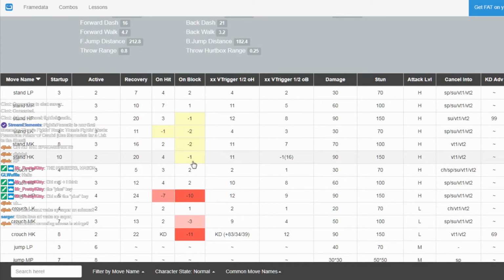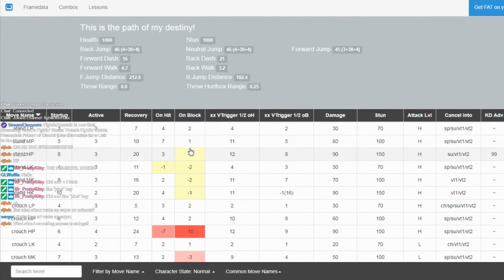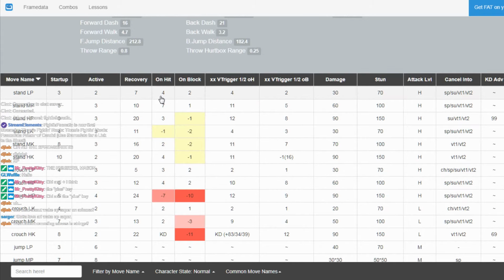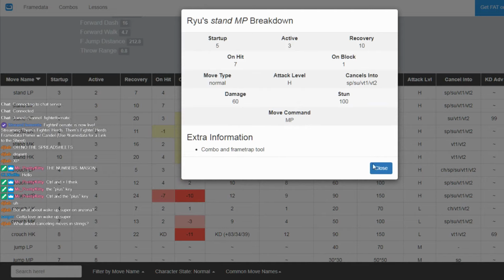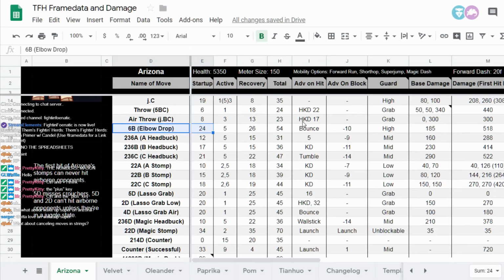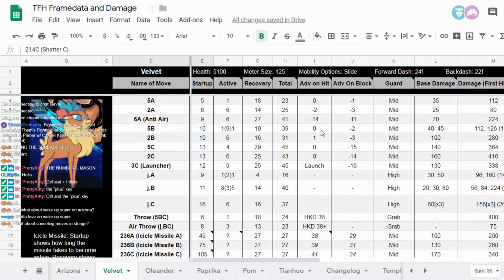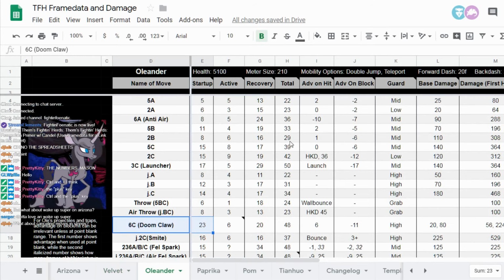There are very few that are minus. And then you have some really unsafe moves. But most moves are positive on block, and they're also a lot more positive on hit. Like you see here, this is stand medium punch. On hit, it's plus 7. Now, if we look at TFH's frame data, you'd be hard-pressed to find any normal that's more than plus 2 on hit. Almost nothing is more than 0, 1, or 2 on hit.